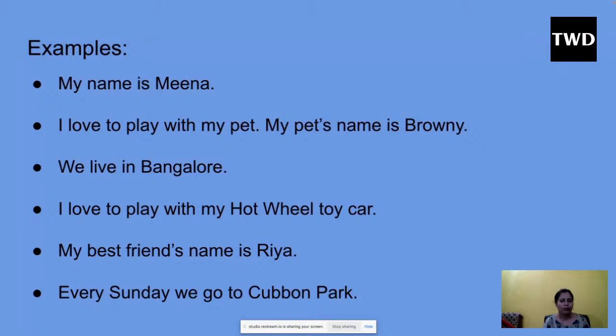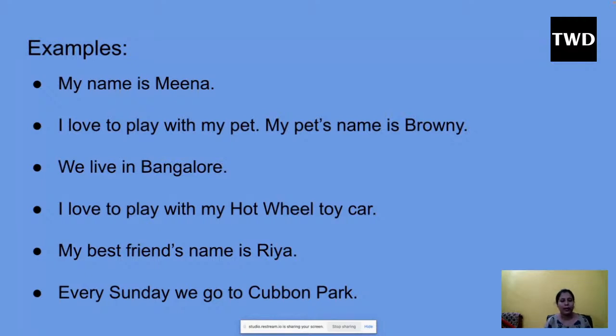Then we have got some examples here, like my name is Meena. Here proper noun is Meena. I love to play with my pet. My pet's name is Brownie. And I also have a pet. You might have heard its voice now. Also it was making some kind of noise, and its name is Rocket. Yes, so Rocket is also a proper noun here because my pet's name is Rocket.